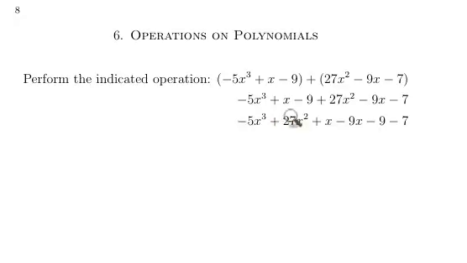So we can't combine anything here, can't combine anything here. These two will become a negative 8x, and this will become a negative 16. And there we have it. Next example.